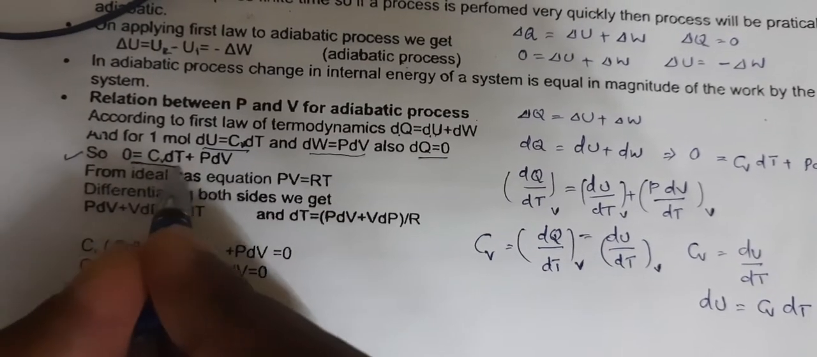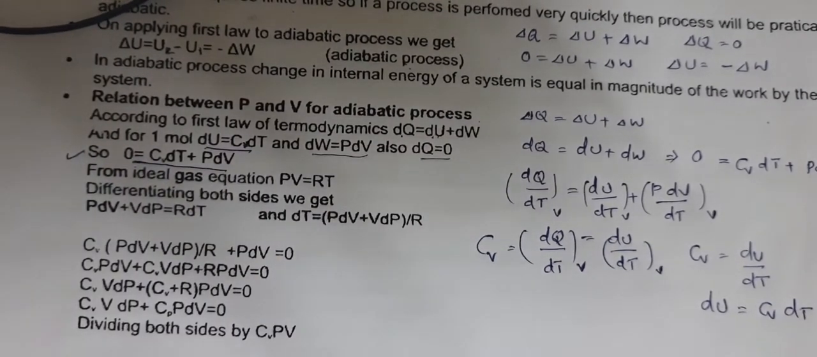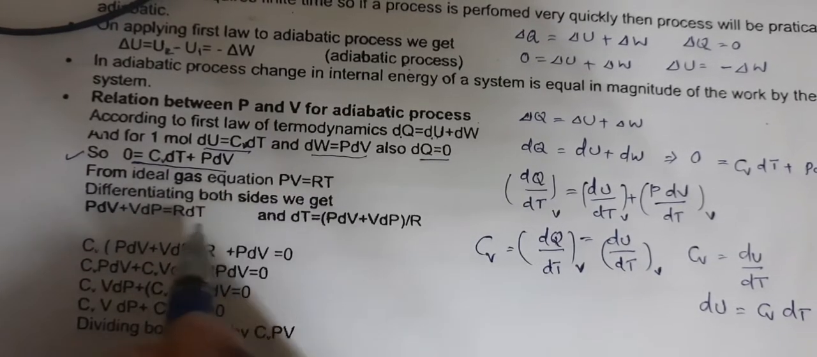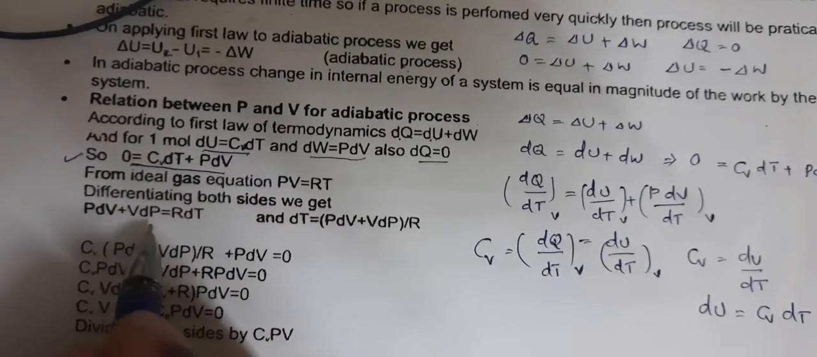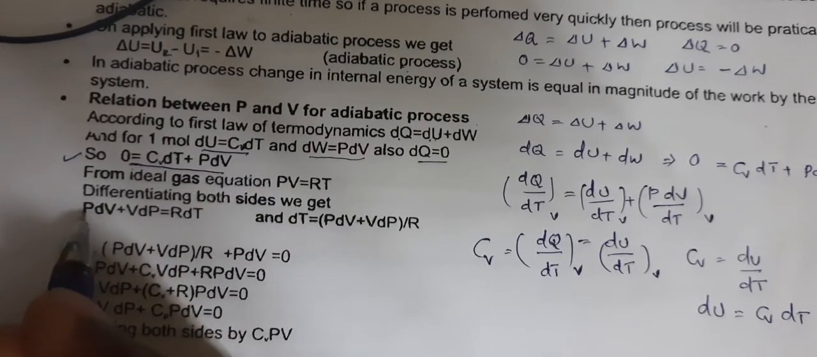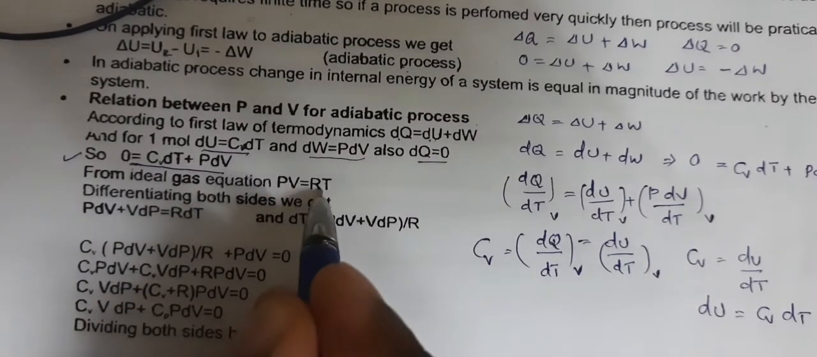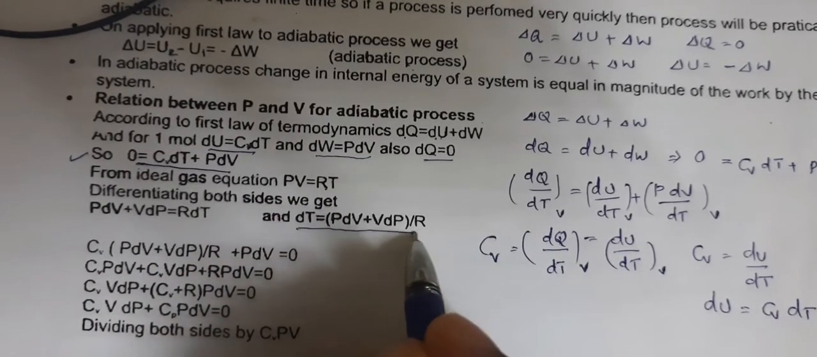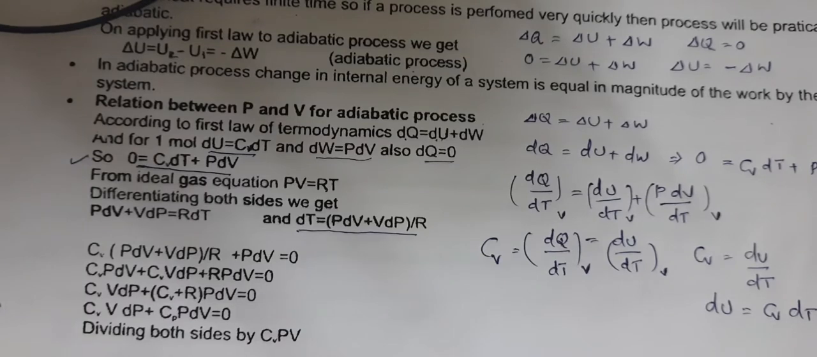0 is equal to Cv dT plus P dV. Once again, from the ideal gas equation I take PV is equal to RT. For 1 mole, n is 1. So if I differentiate both sides, I get P dV plus V dP is equal to R dT, and from that I can take dT is equal to (P dV plus V dP) by R.